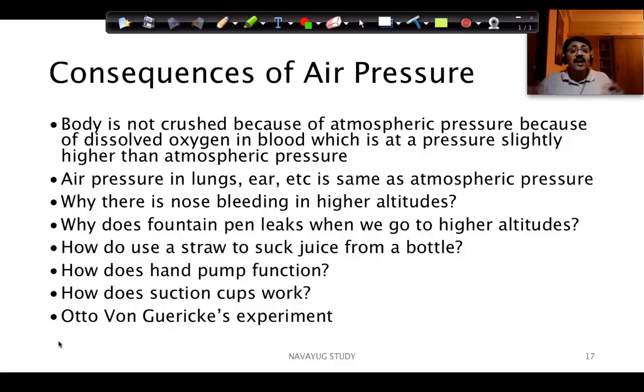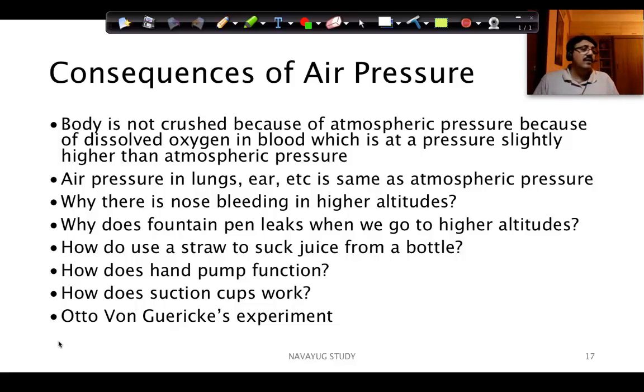Air pressure in lungs, ears, etc. is the same as atmospheric pressure, right? Just because of that, you're fine, you are able to take it. Now, what happens when you go to higher altitude? For some people, their nose starts bleeding. Why? As you go to higher altitude, what happens to atmospheric pressure?